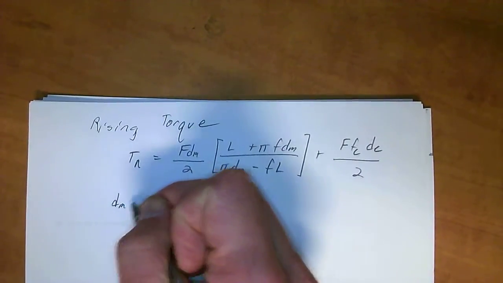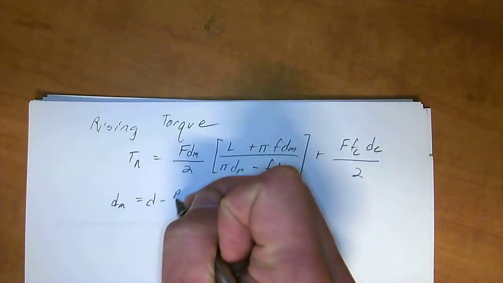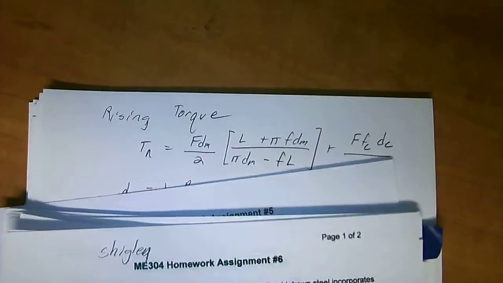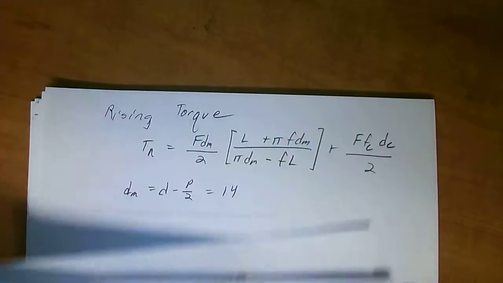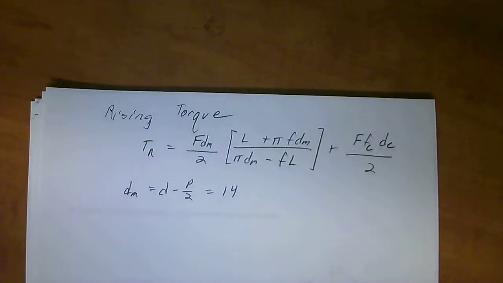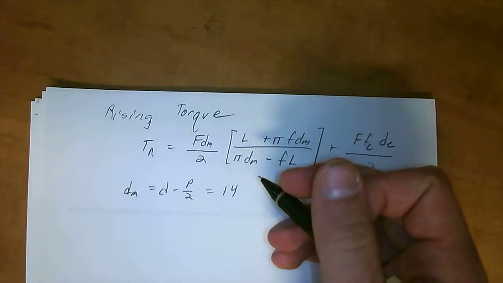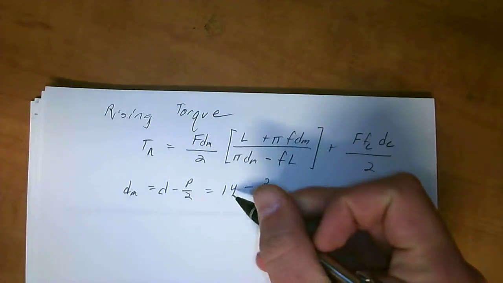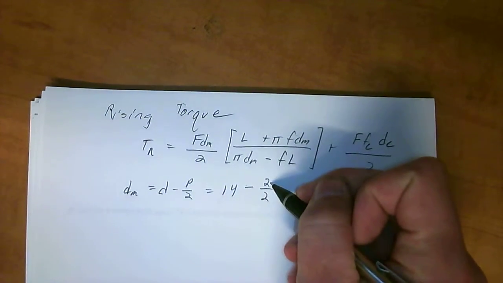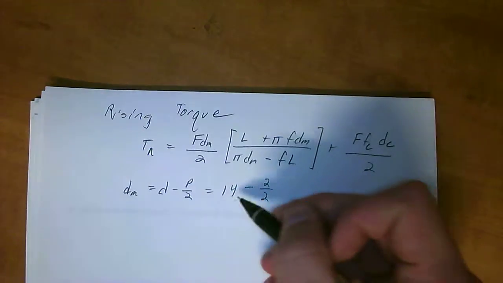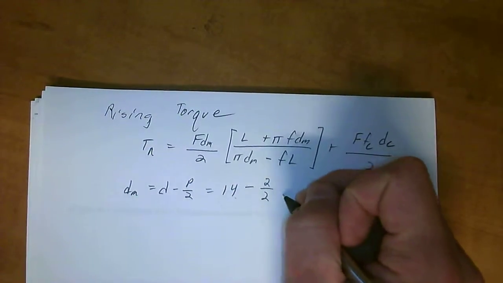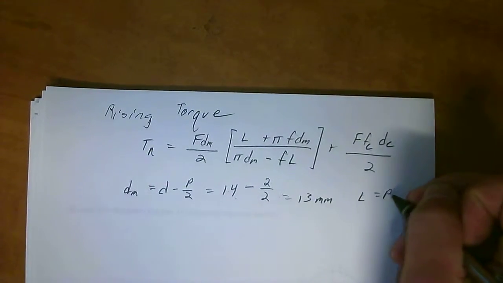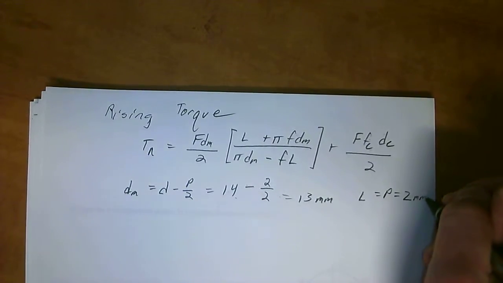So defining d_m, it's equal to the actual diameter of the bolt minus the pitch over 2, which is equal to 14, because in the problem, M14 by 2, it is 14 millimeters. 14 millimeter diameter. The pitch is equal to 2. Just want to make sure I didn't say that wrong for reading bolt. So we've got 14, pitch is 2. So the bolt definition gives M14, which is the diameter, and the pitch. Which is equal to 13 millimeters. And L is equal to p, which is equal to 2 millimeters.